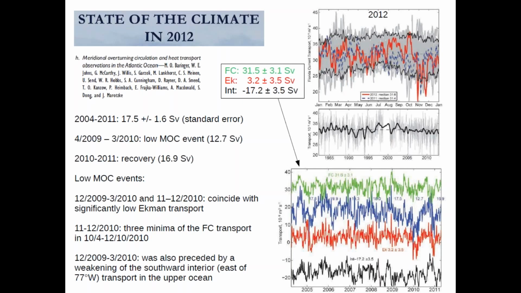Anyway, the shorter time events usually coincide with a lower Ekman transport, or sometimes also with a minimum of the Florida Current transport. And then this event was preceded by this weakening over many years of the transport in the interior, which I mentioned before.